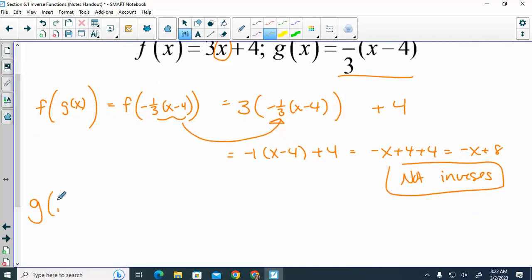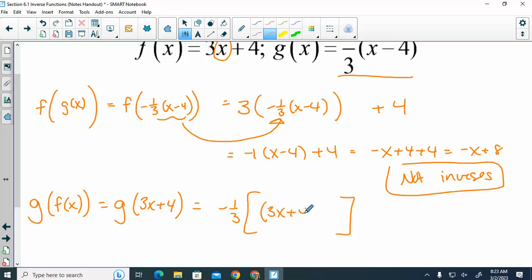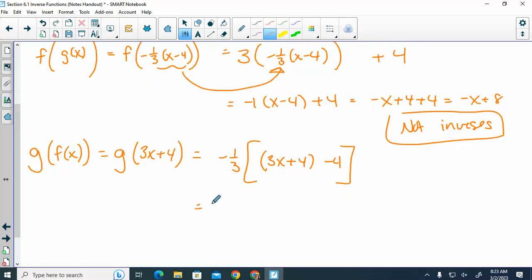So if you only have to do one, but if you had started with g composed with f, so f is 3x plus 4. If I put that into g, g is negative 1/3 times the thing I'm putting in for x, minus 4. And if you look at that, 3x plus 4 minus 4, so that's just 3x, and negative 1/3 times 3x is negative x. So either way, it doesn't work, and they're not inverses. Do we have to do both? No, if one doesn't work, you can stop. Now, if the first one works, you have to check the second.